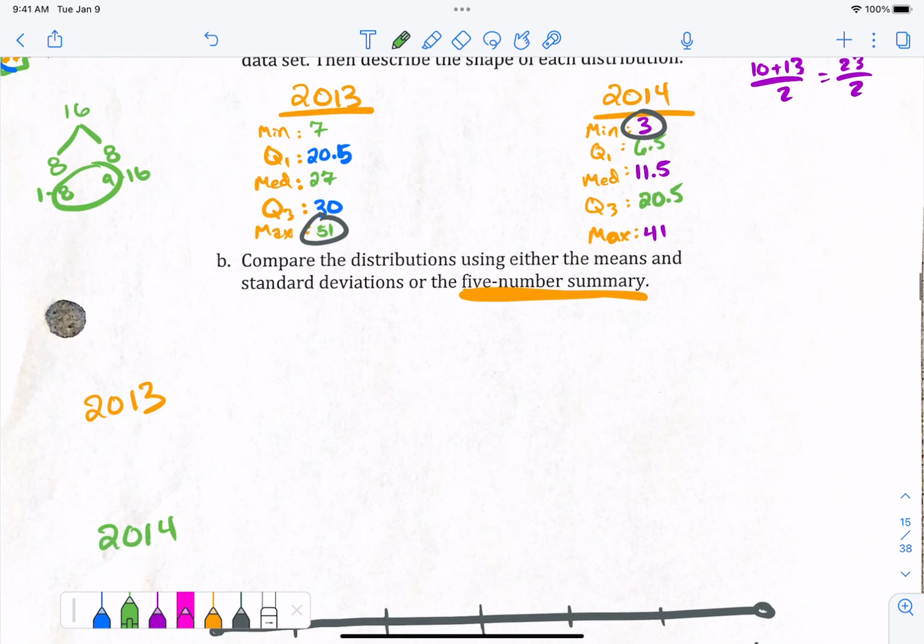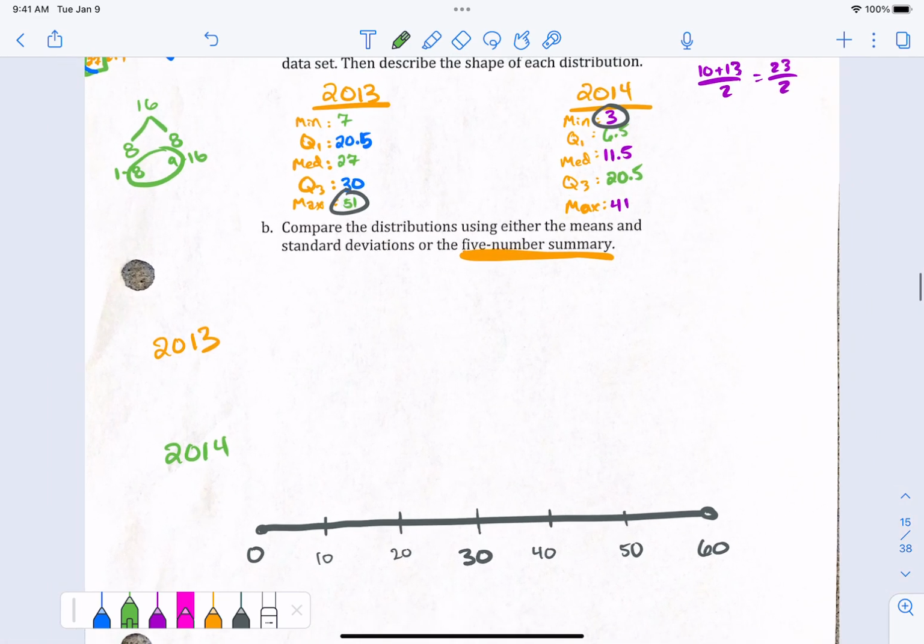Nice. All right, 2013. You might need a straight edge if you've got a ruler or something, or just make sure you're eyeballing really well. My minimum number is 7. So 7 would be right here. I'm going to go straight up to 2013 and put my dot right there. That's about at the 7 mark. If you need a straight edge to help you go straight up, that would be fine.